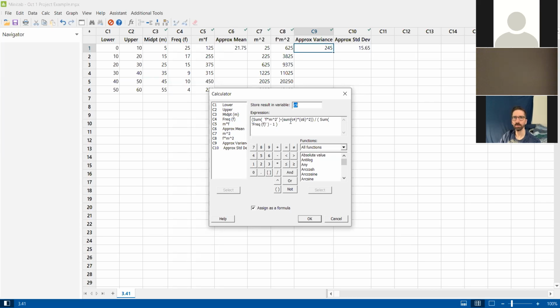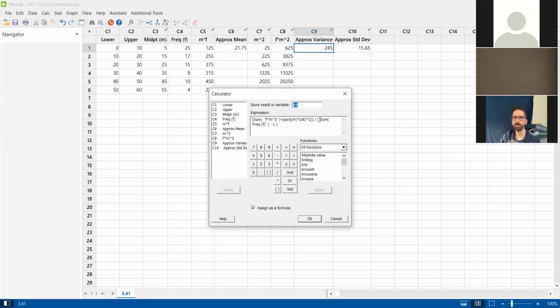Minus the product of what? It's the 80, right? The 80 is the sum of C4, the frequencies, times what's C6? It's the mean squared. This number here, C6 squared. So the sum of F times M squared minus 80 times the mean squared is the numerator. That's that formula I showed you earlier.